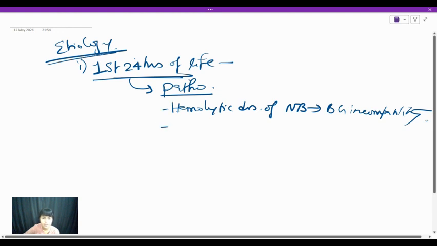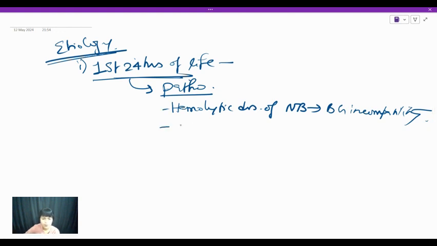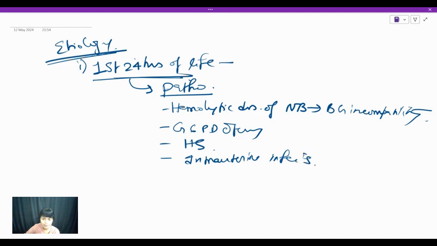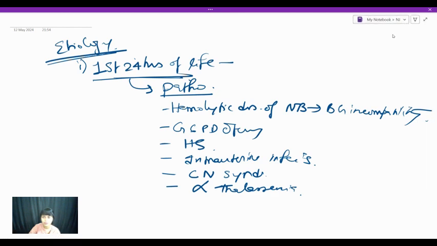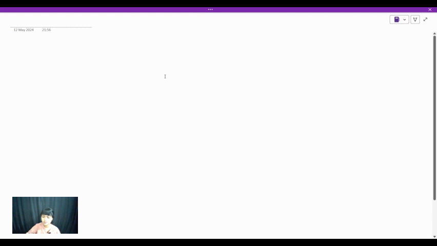Next, this may be due to some rare causes like G6PD deficiency, hereditary spherocytosis, intrauterine infections, Crigler-Najjar syndrome, or it may be due to alpha thalassemia. So these are the causes of neonatal jaundice developing in the first 24 hours of life. Okay. So what are the other causes, students?